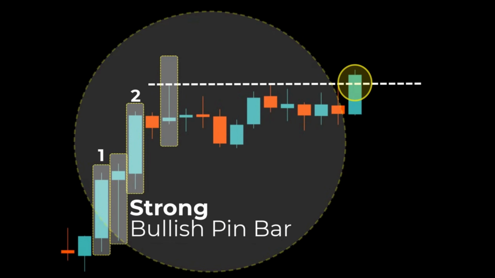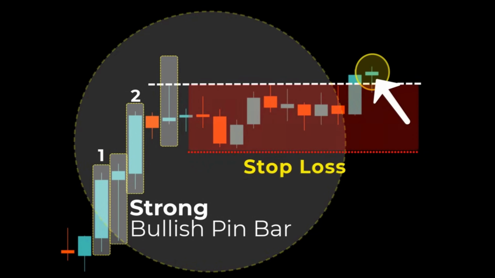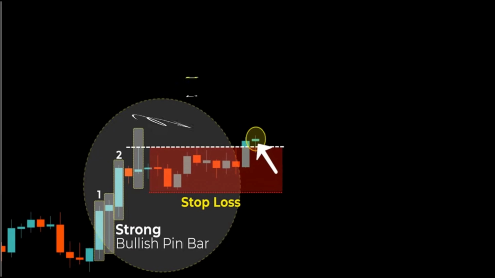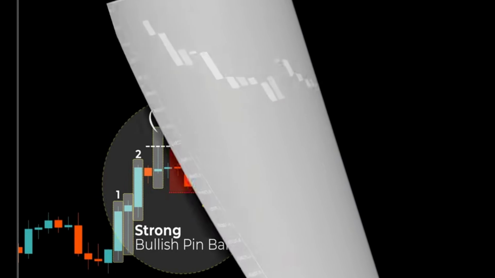So, what's the right move here? Enter a buy position at the start of the next candle, with a stop loss placed just below the most recent swing low. And boom, the price surges higher, delivering massive profits. I hope this example makes it crystal clear, but to make sure you truly master this concept, let's now break down a sell signal example.